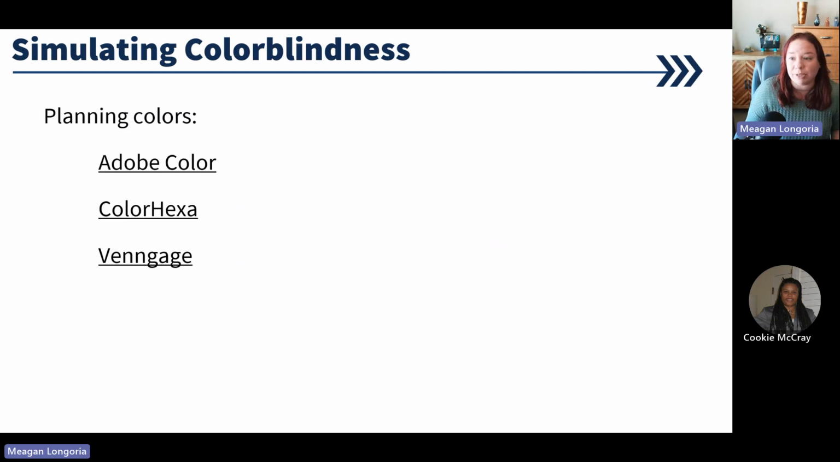So we can simulate color blindness in a lot of ways. We can do this when we're planning our colors. If we make a nice color palette beforehand, we do not have to go and check every single item on every single page because we checked our colors while we were planning.